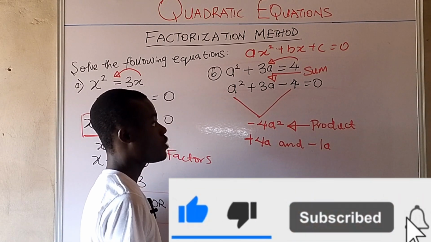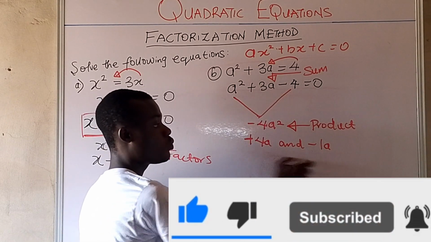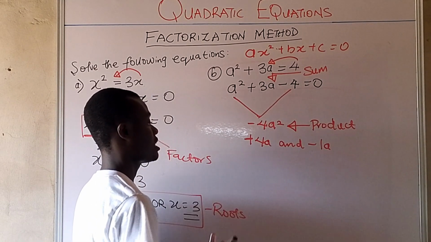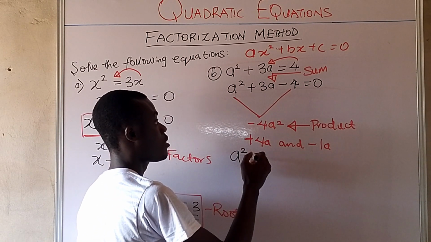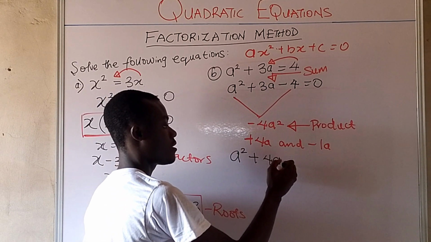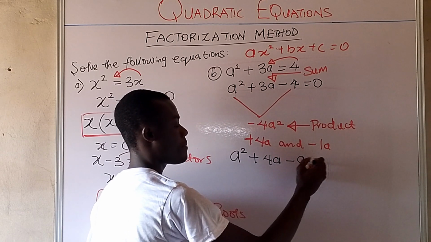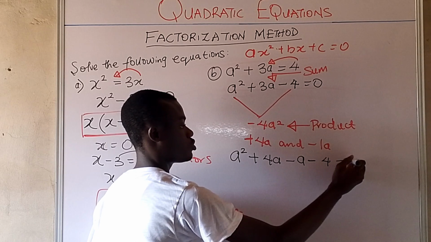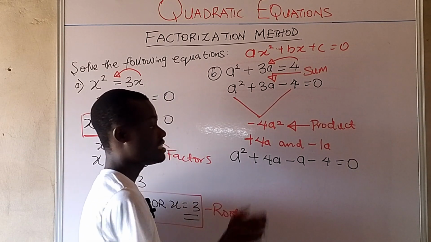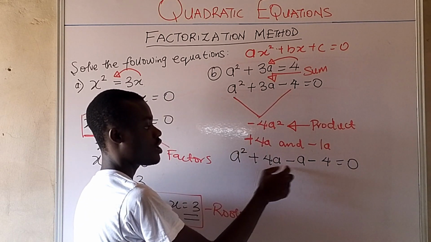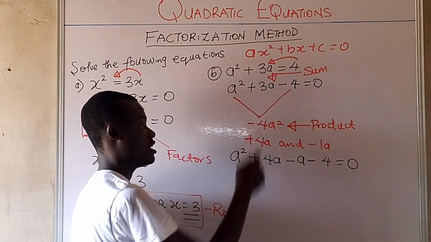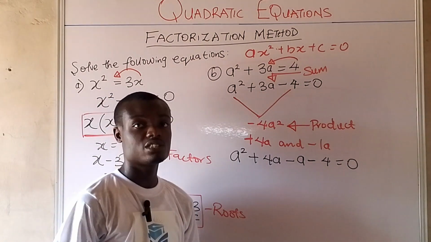So the next thing we are going to do is replace this middle number with these two numbers. So we are going to have it as a squared plus 4a minus 1a, which is the same thing as minus a, then minus 4 is equal to 0. You can clearly see that this equation has not changed, because plus 4a minus a is the same thing as 3a. Next, we are going to do the factorization method.